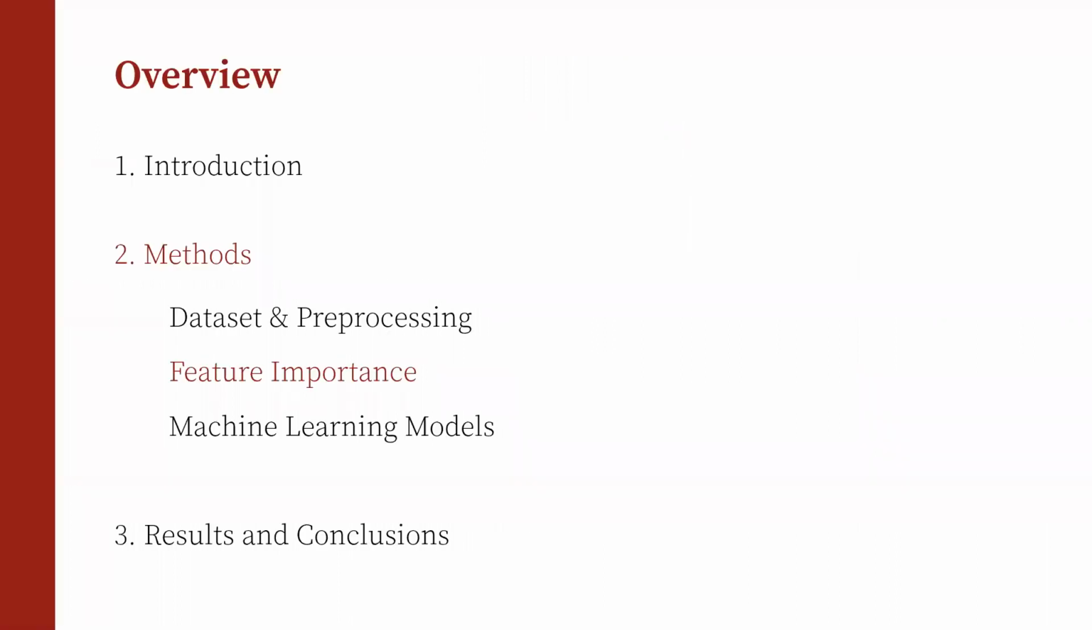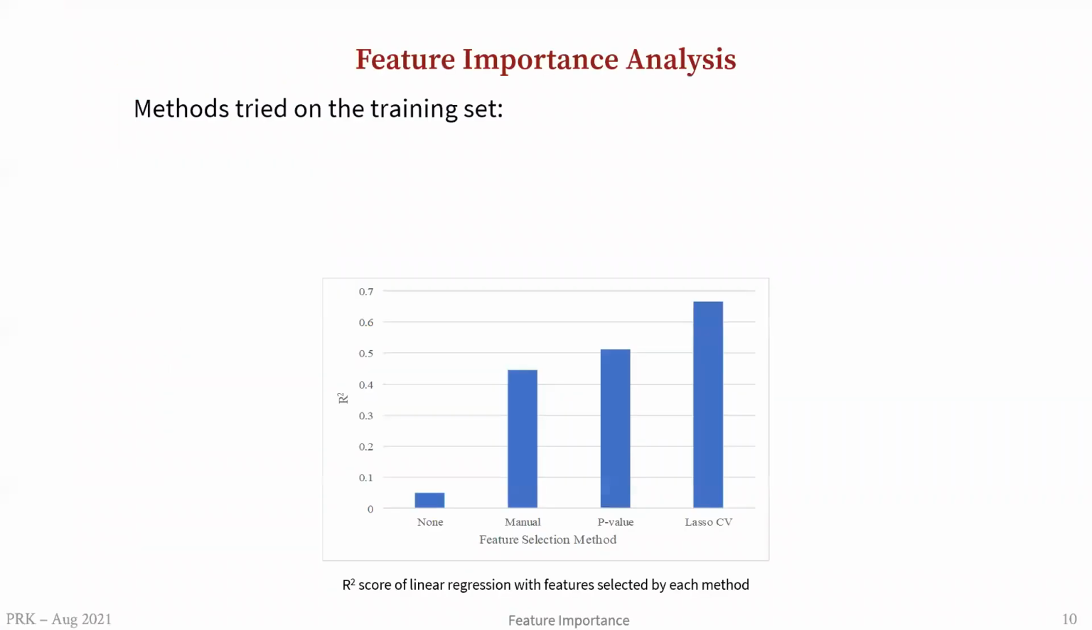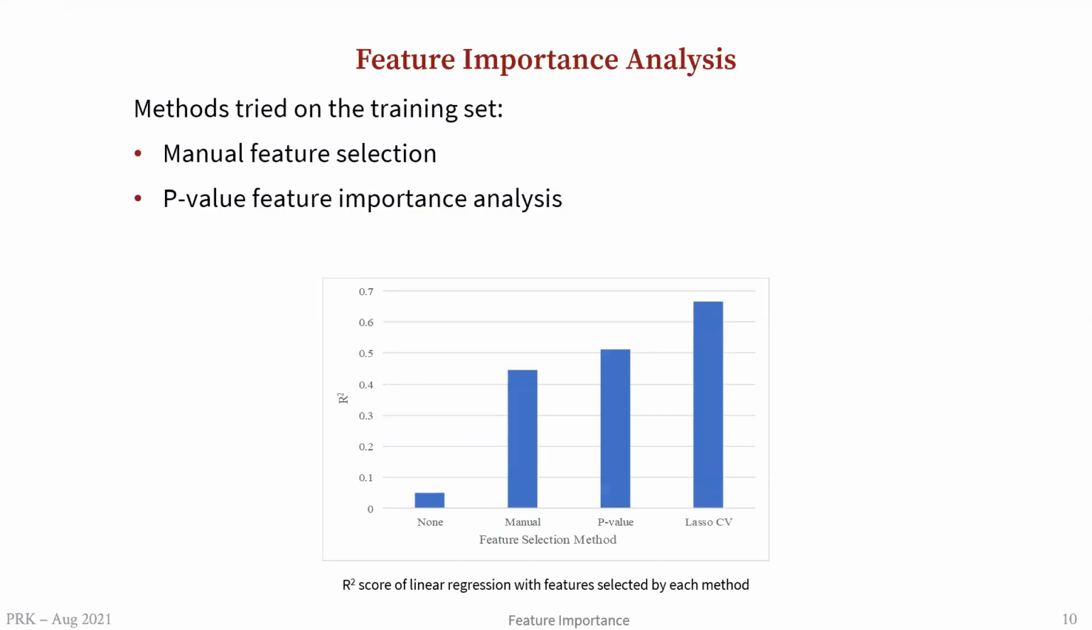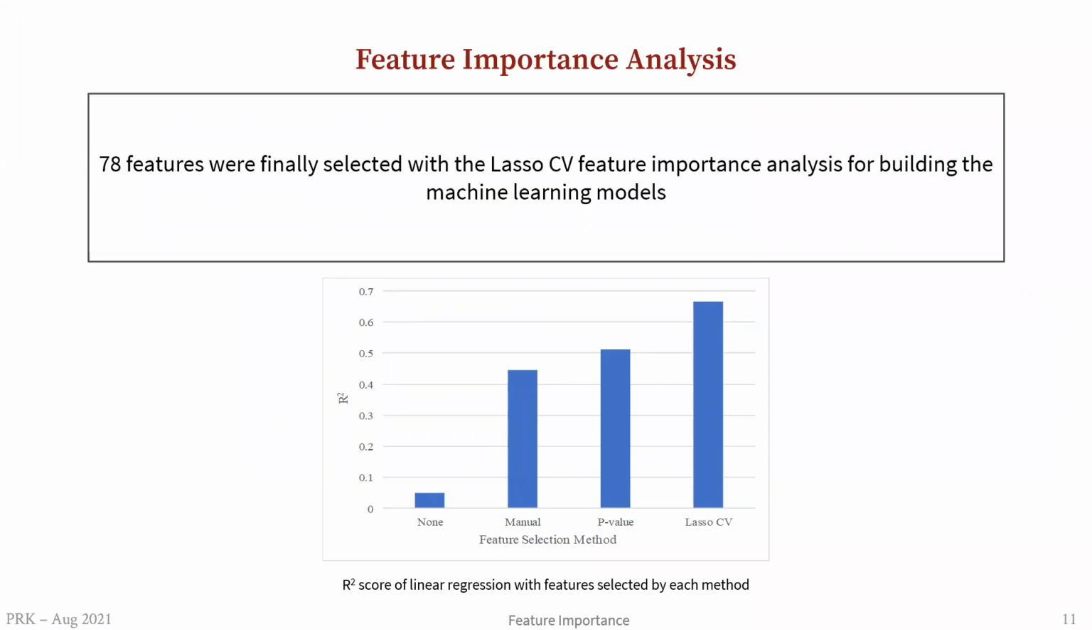Now let's dive into the feature importance analysis that we did before training the models. We tried a number of methods. The first one was manual feature selection. The second one was p-value feature analysis. And the third one was using lasso cross-validation feature importance analysis. As you can see, the R-squared score of linear regression with each of these features is shown in this figure, and the lasso CV had a pretty good R-squared score with this method. After doing the lasso CV, we got 78 features for building the machine learning models.